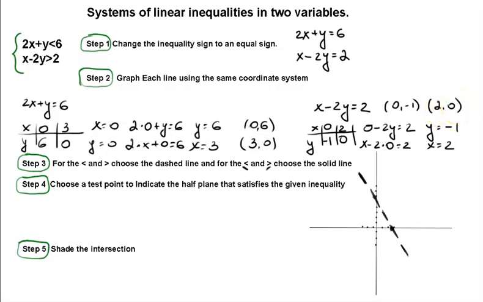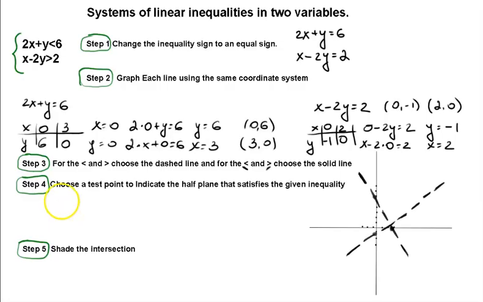Because I'm dealing with the greater than sign, and there's no equality sign there, it will be dashed as well. So the points are (0, -1), that's the first point, and then (2, 0) is right here. And then there is a dashed line, so the two lines are on the graph.